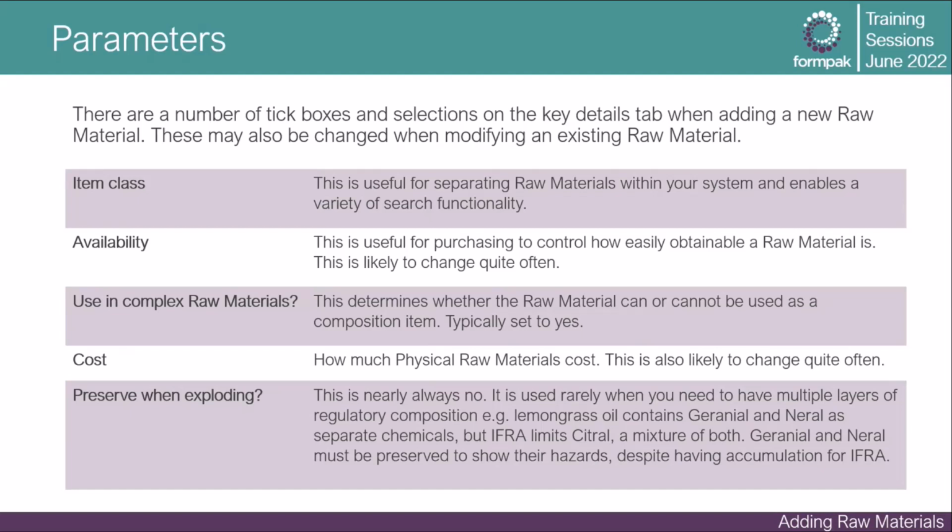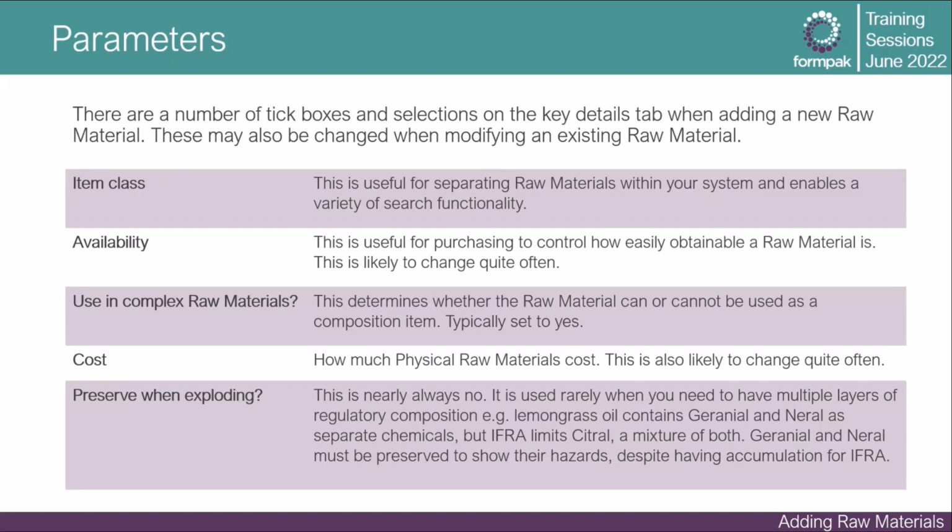Availability, this is useful for purchasing, and it reflects how easily obtainable a raw material is. This data is likely to change quite often, so it typically requires updating fairly regularly.